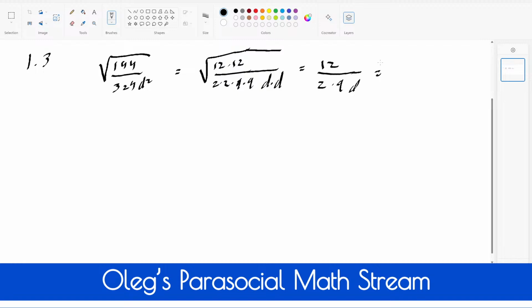So then this is going to be 3 times 4 over 2 times 3 times 3 times d. Okay, so then we can drop one of the 3s, and 4 becomes a 2, so it's going to be 2 over 3d. That's what I'm getting. All right. And this was 59. And then we're going to go with 61.